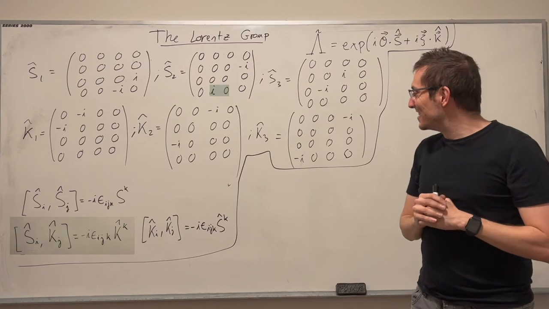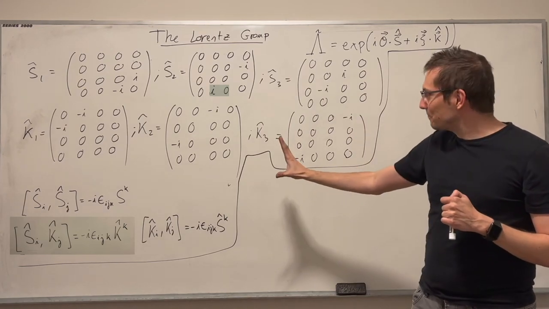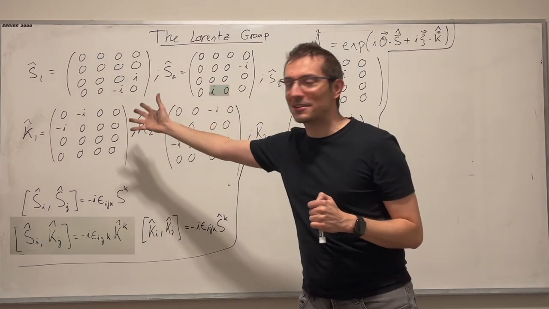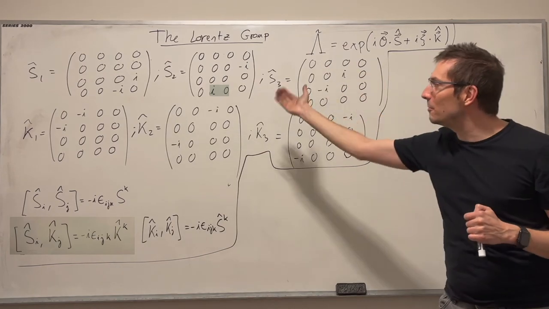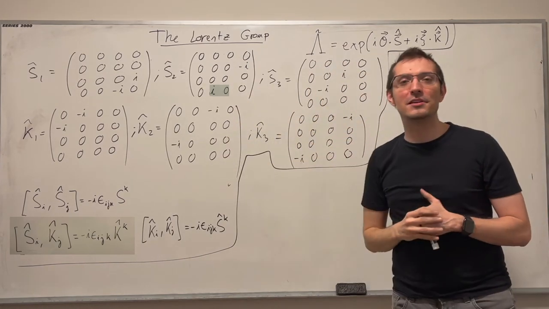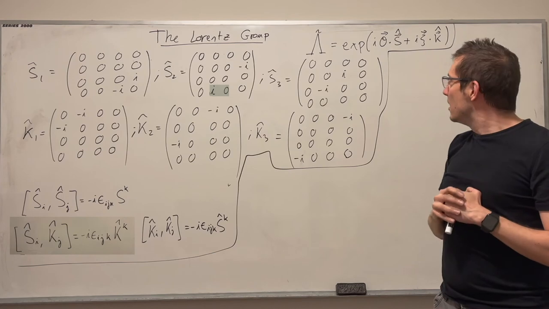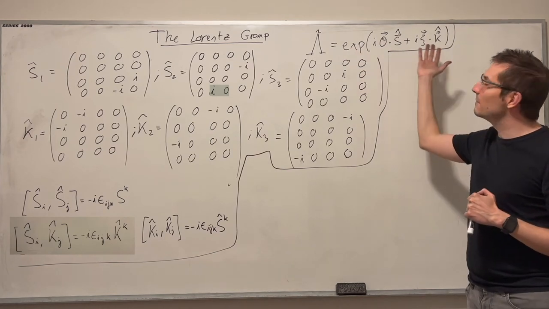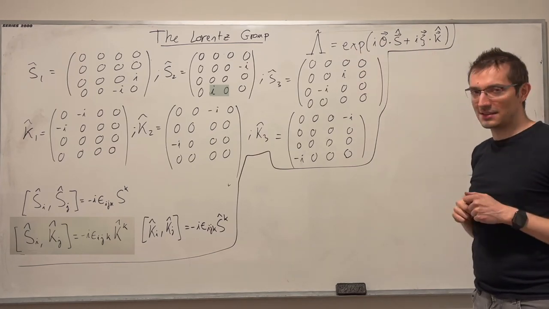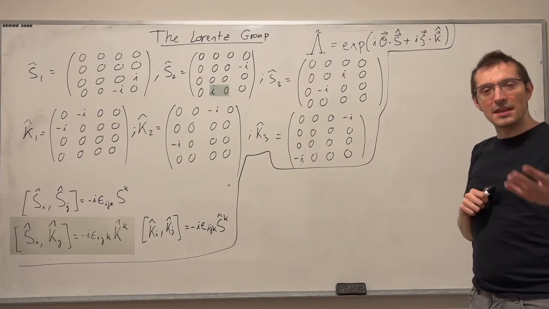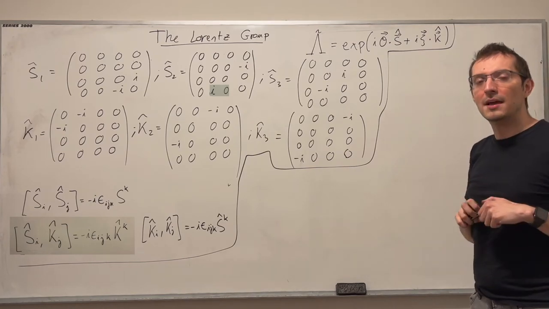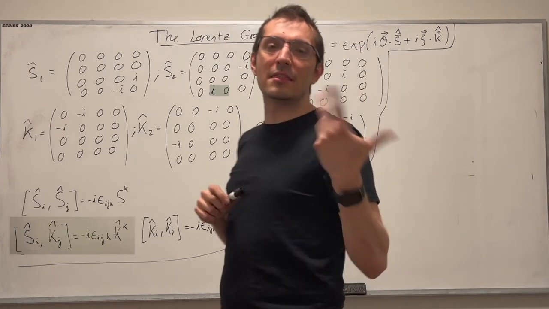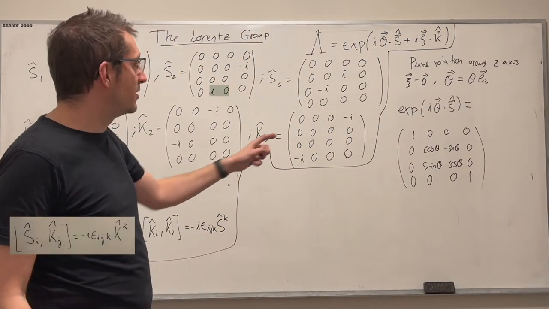Anyway, let's see. What we have here is a four-vector representation of the Lorentz group, the algebra that generates the Lorentz group. And now we're going to compute the Lorentz transformation associated with two particular cases. Let's do a pure rotation and a pure boost, okay? Let's start with the pure rotation, which is something that you're familiar with. So that's what you get.